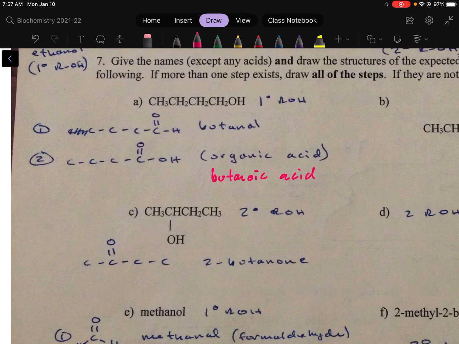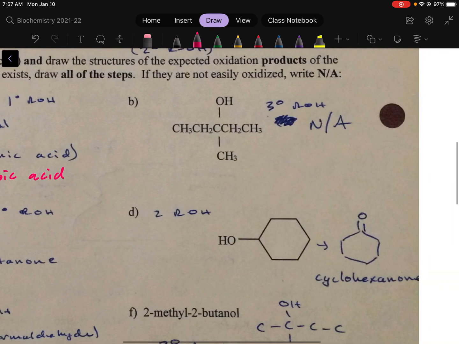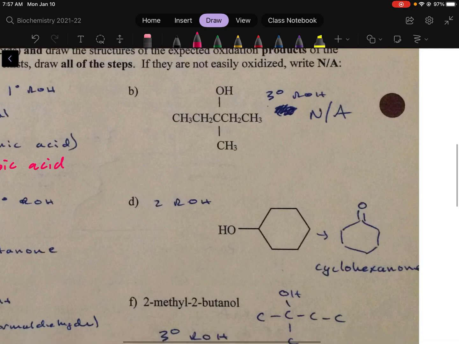For now, you don't need to know. You can probably figure out how to name these organic acids using IUPAC just from that alone, but right now you can just call them an organic acid. B is a little bit of a trick question. It's our first tertiary alcohol. And again, those don't oxidize easily, so that's not going to have any oxidation products.